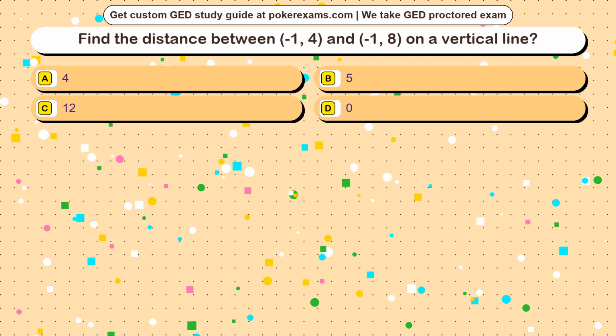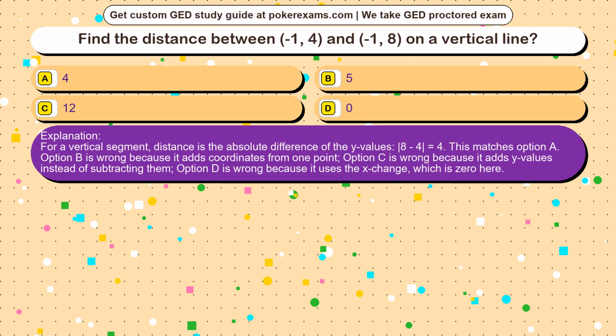The correct answer is option A. For a vertical segment, distance is the absolute difference of the y values. 8 minus 4 equals 4. This matches option A. Option B is wrong because it adds coordinates from one point. Option C is wrong because it adds y values instead of subtracting them. Option D is wrong because it uses the x-change, which is 0 here.